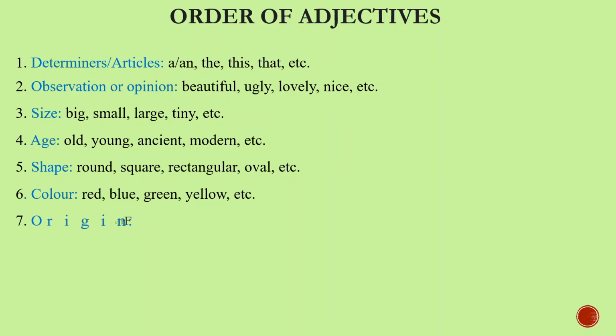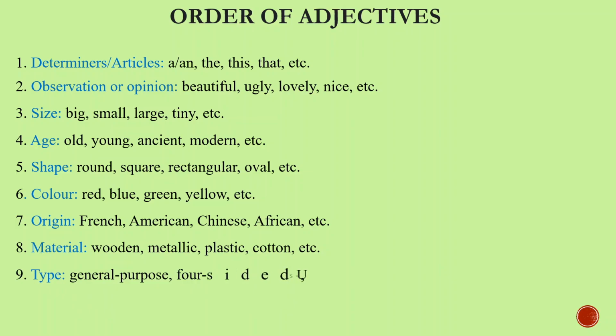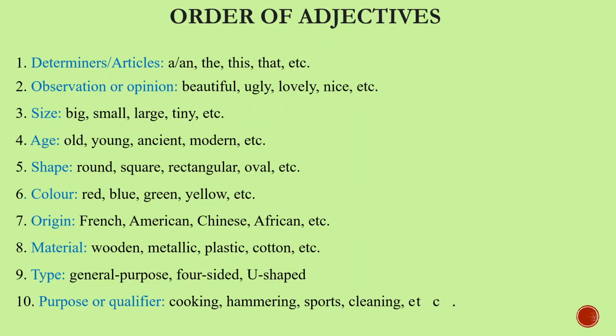Then we have adjectives of origin, such as French, American, Chinese, African. Then it is followed by adjectives of material like wooden, plastic, metallic, cotton. Then it is again followed by adjectives of type, such as general purpose, four-sided, U-shaped. And finally comes adjectives of purpose or qualifier, such as cooking, hammering, sports, cleaning.